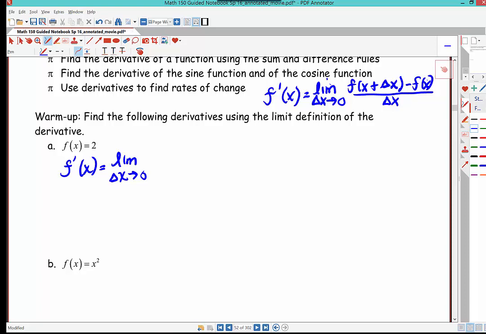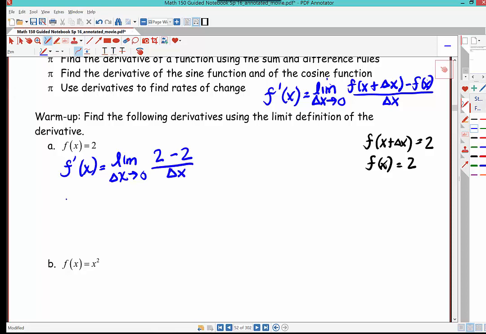Cool so far? So now this one, what do you have the graph of here for f at x? Good, it's a horizontal line, right? At y is 2. So it doesn't matter what you plug in there, what are you going to get for f at x plus delta x? Awesome. You're going to get 2. For f at x, you get 2, right? So we'll end up with 2 minus 2 over delta x.